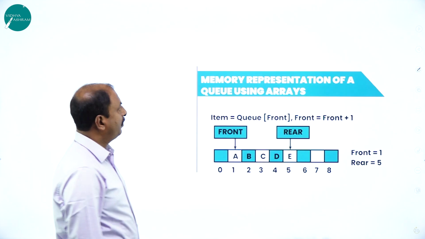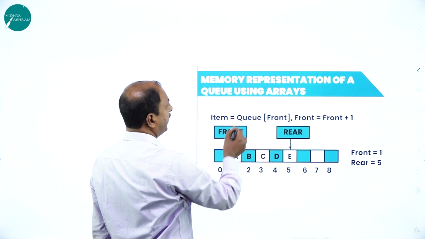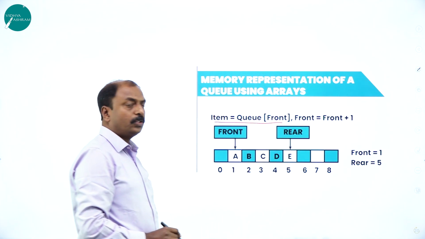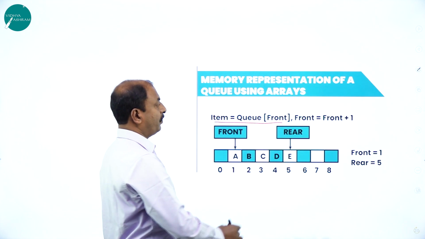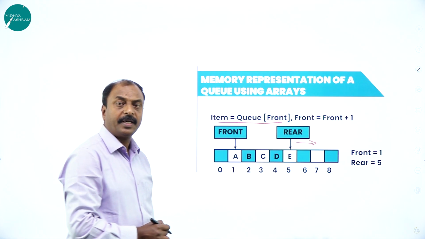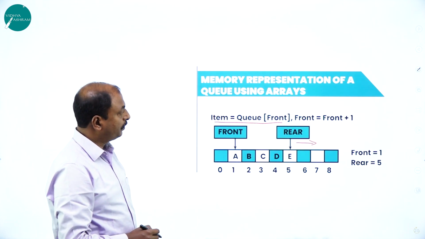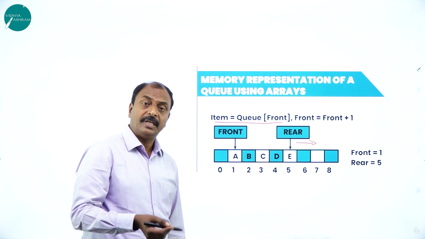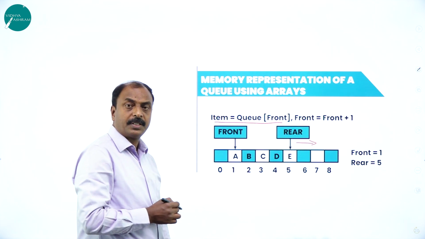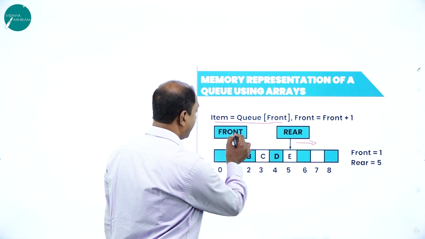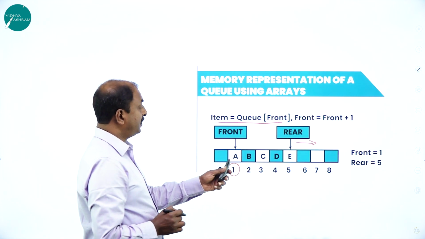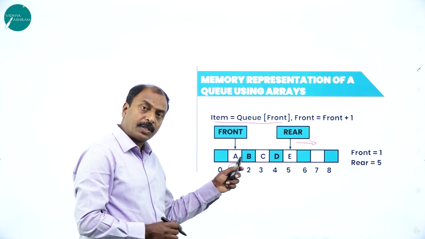In the next slide, we will see the representation of a queue with respect to deletion of an item from the queue. As we have seen, if we want to insert, we increment the rear pointer by +1. If you want to delete an element from the queue, deletion takes place at the front pointer. At this stage, the pointer index is 1, and the element is A. So this is the first element to be deleted from the queue.